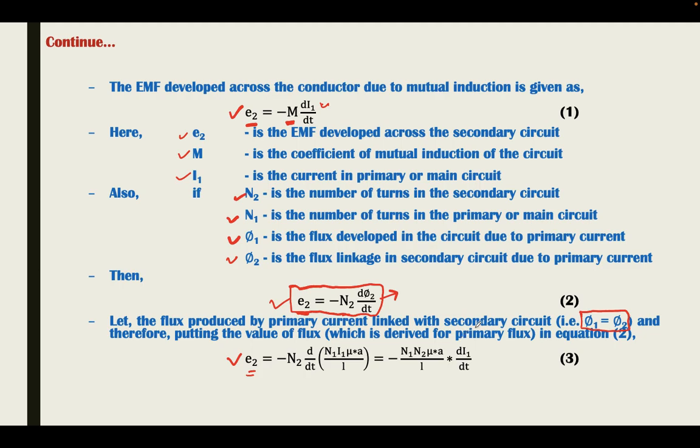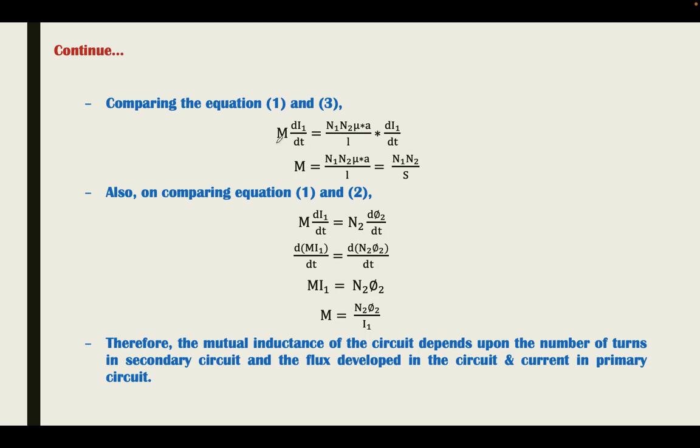because the current is in the primary, which causes the EMF in the secondary. Now comparing the first and third equations, we can find that M di1 upon dt is equal to N1 N2 mu A upon L di1 upon dt. From here, this constant term is nothing but equal to M, and M is the mutual inductance. Now this can be written as N1 into N2 upon S, because we know S is equal to L upon mu A, and L upon mu A is nothing but S.